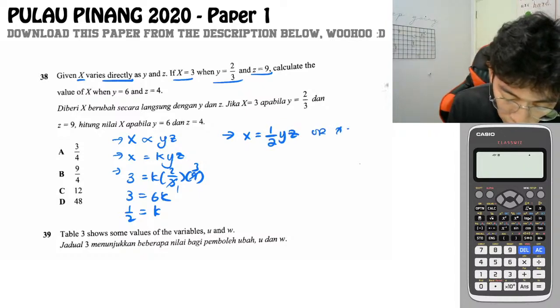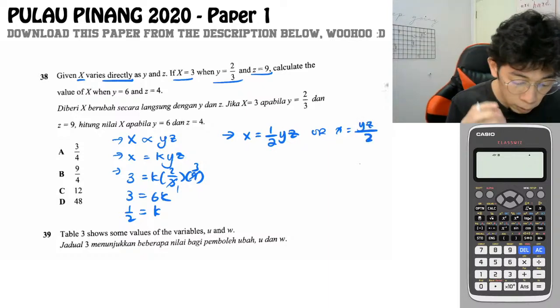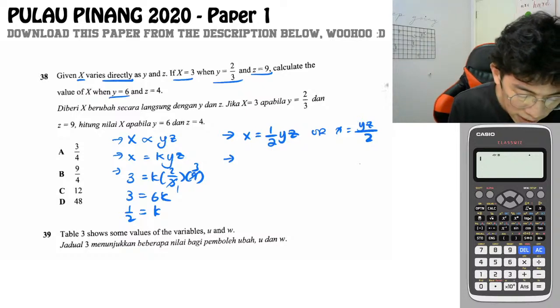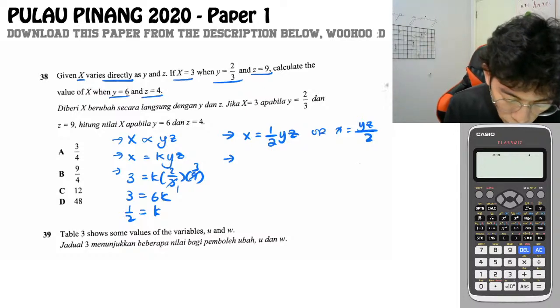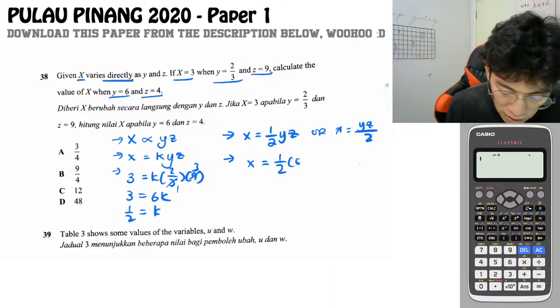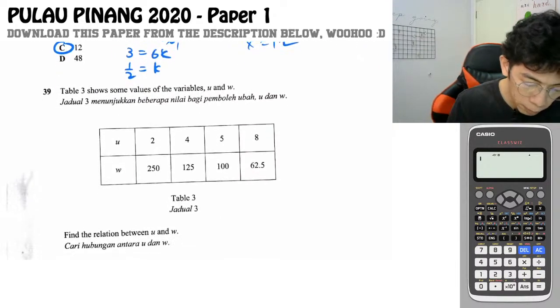I just put it over here because you need to know, in some cases you need the middle thing to be moved to the top part. Then they say find X when Y is 6 and Z is 4. So X equals 1 over 2 times 6 and 4. Cut. X equals 12. C. Done.